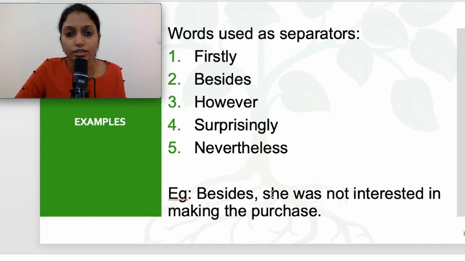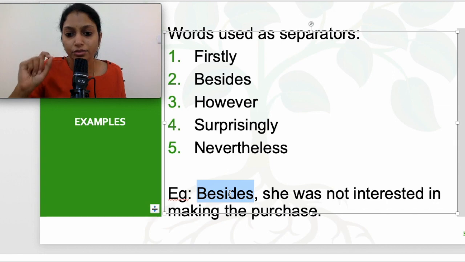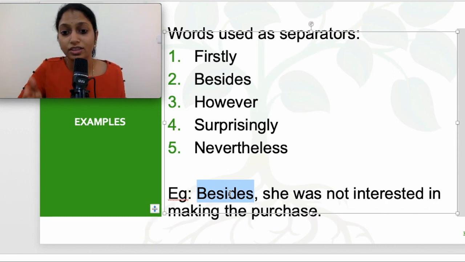Besides, she was not interested in making the purchase. Now, in this case, besides indicates that this is not just the reason, there's also another reason as to why this lady is not making the purchase. Right? So, besides means apart from. Correct? Very different from beside, by the way. Now, these are the words.